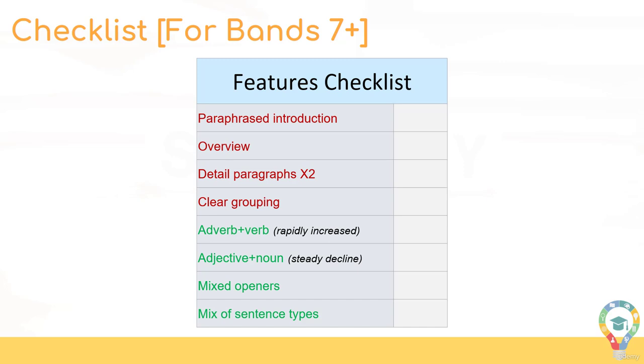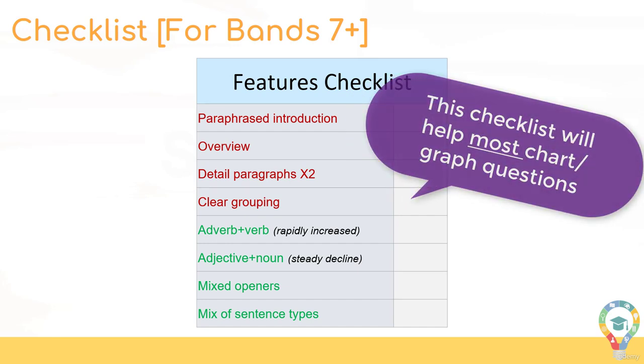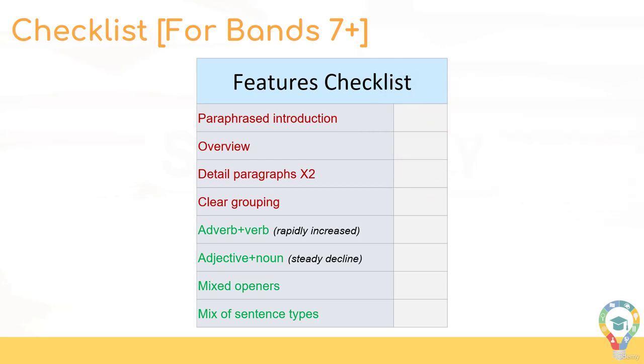At the top four features in red, we have our features for organisation, structure and answering the question. And below in green, we have features for vocabulary and grammar. I really do recommend trying to use this features checklist when you are practicing writing a report. Let's move on to taking a look at this question.